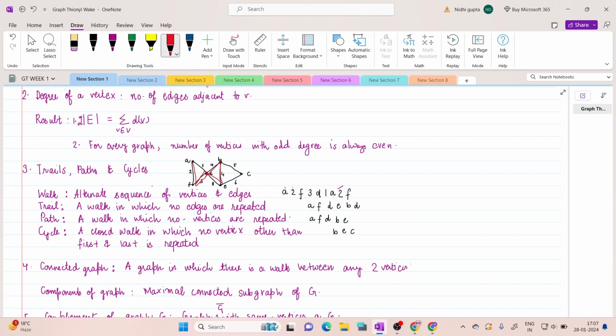And a path has another restriction. A path should be a walk in which no vertices are repeated. And a cycle is a closed walk in which no vertex other than the first and last is repeated.